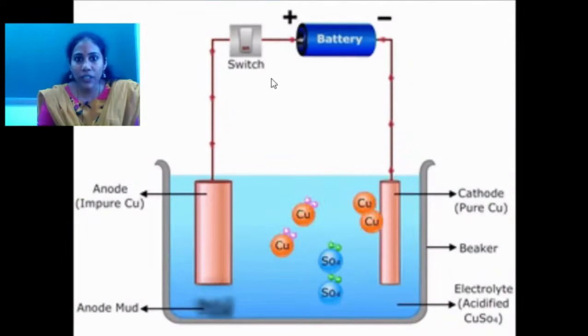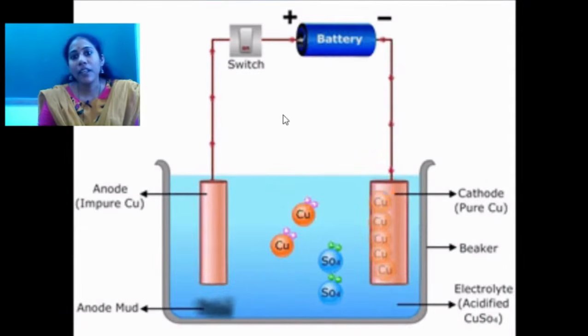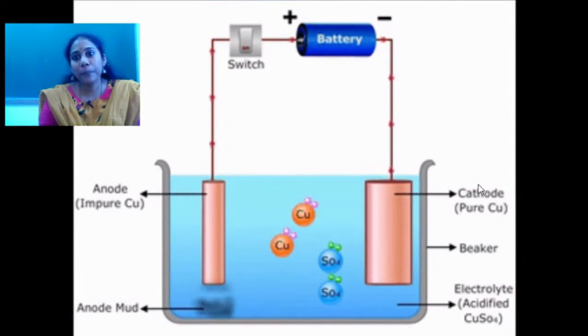See, here is a visual on the refining technique of copper. We have taken a pure copper rod as cathode and an impure copper rod as anode. Actually we will take equal sized rods, but later the cathode size will become more and the anode size will become less. That is why in the visual the cathode is fatter and the anode is thinner, but initially we will take the same size.